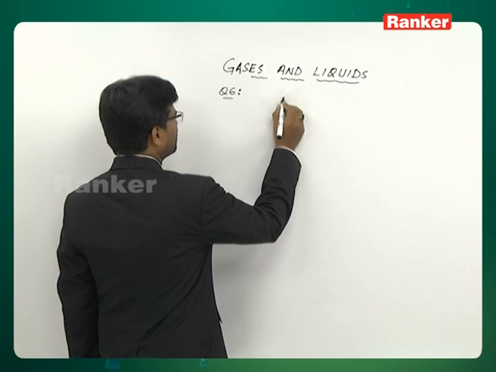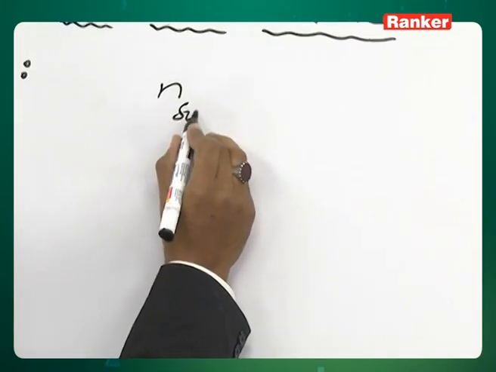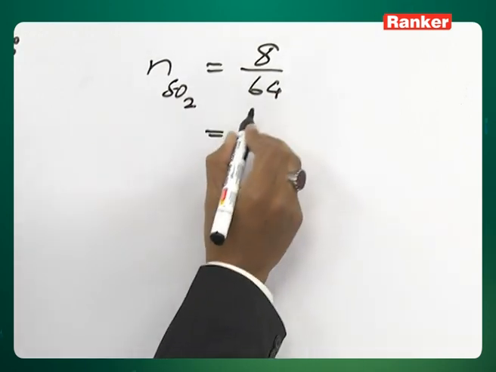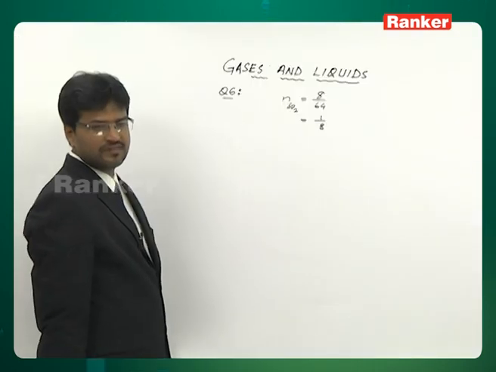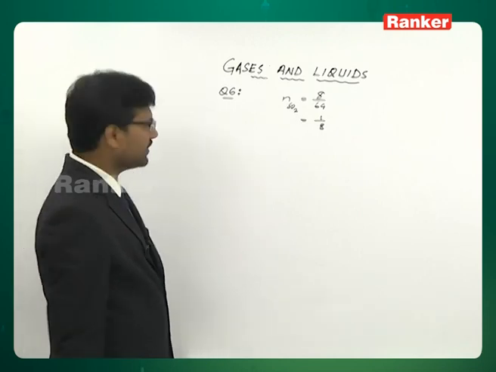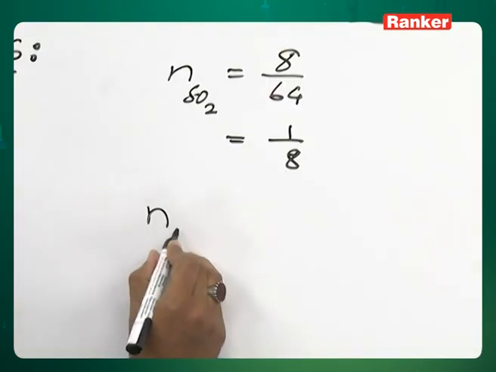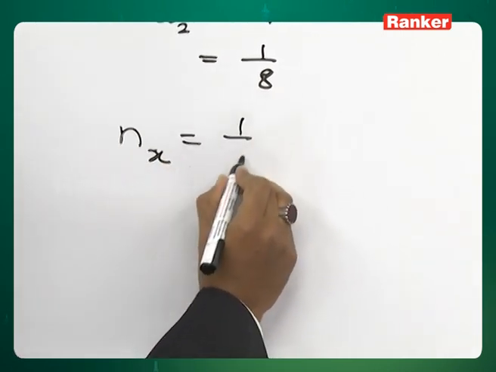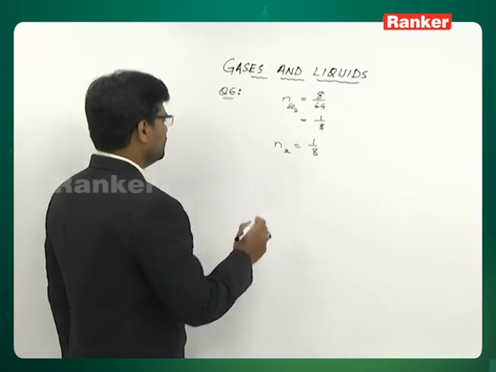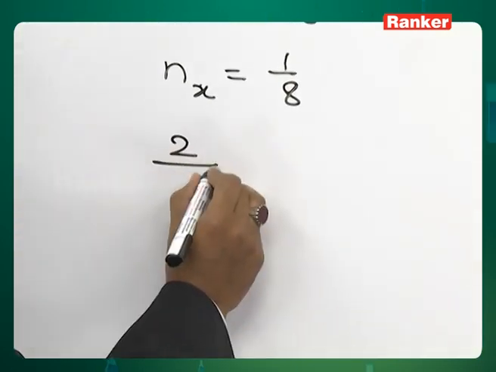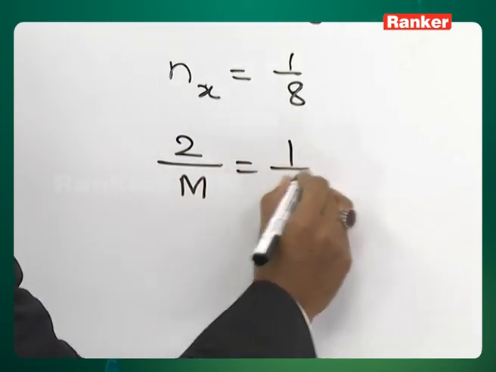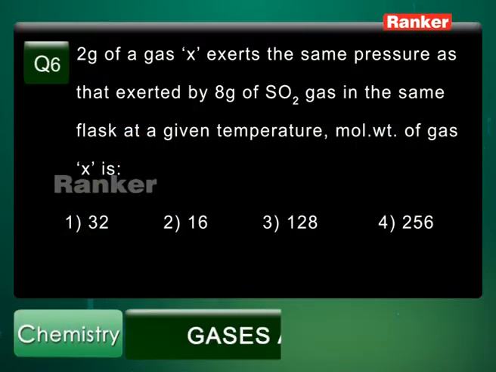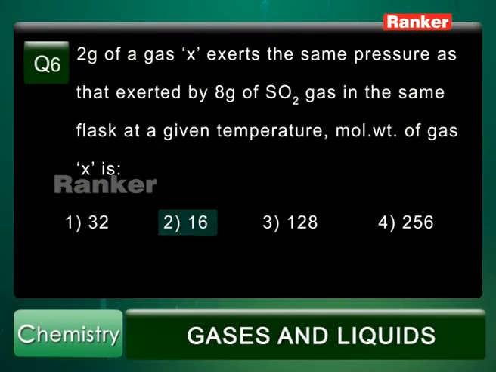See, 8 grams SO2, you can say number of moles of SO2 will be 8 by 64. This comes to 1 by 8. Because the pressure exerted is same, the number of moles of gas X also should be equal to 1 by 8. So you can say 2 by molecular weight equals 1 by 8. So molecular weight will be 16. So the correct answer is second option, 16.